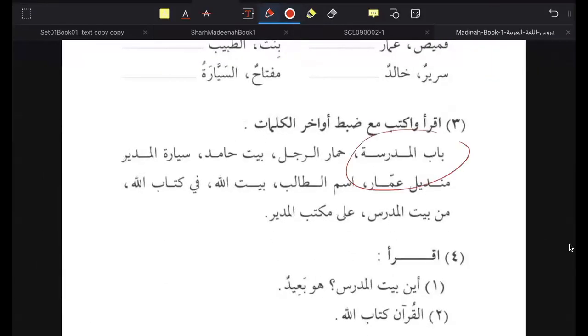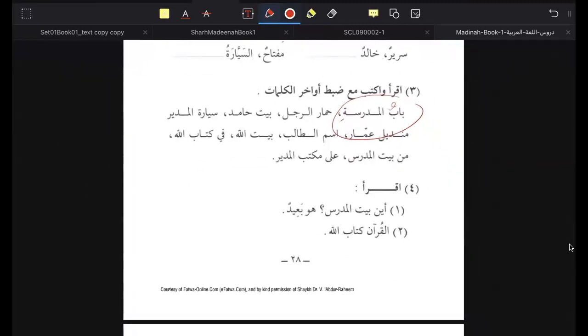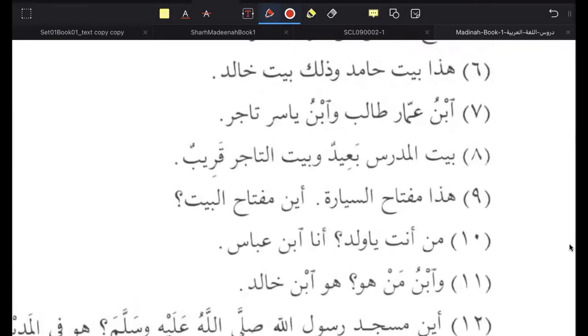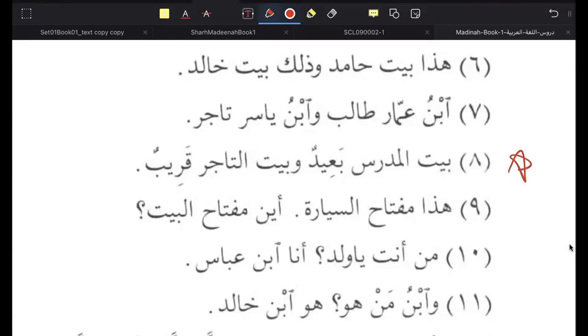And this is also a good exercise. You have to put your haraka. This will also be a very good exercise. Maybe we can read this one. We say what? Baitul mudarrisi ba'idun wa baitu tajiri qaribun. So what is ba'id? Ba'id is far and qarib is near.